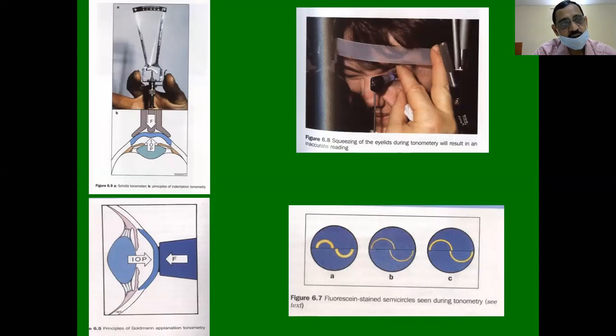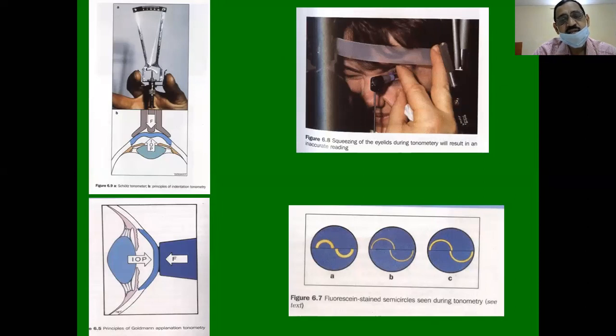So there are pre-estimated tables. Depending upon the deflection you see, you come to a conclusion as to what is the pressure of the particular individual. So the advantage of Schiotz's indentation tonometer is that it is portable, and you can take it to the camps and you can do the intraocular pressure in camps.